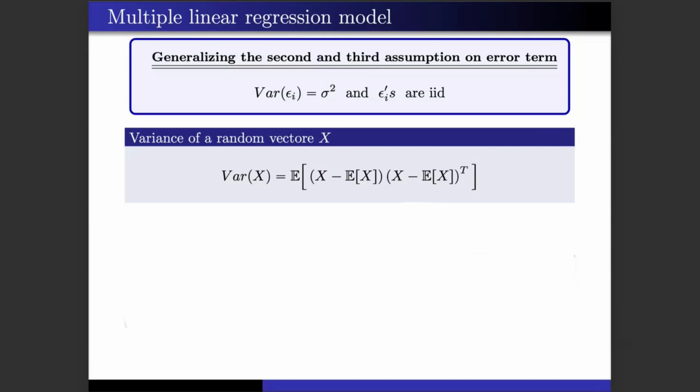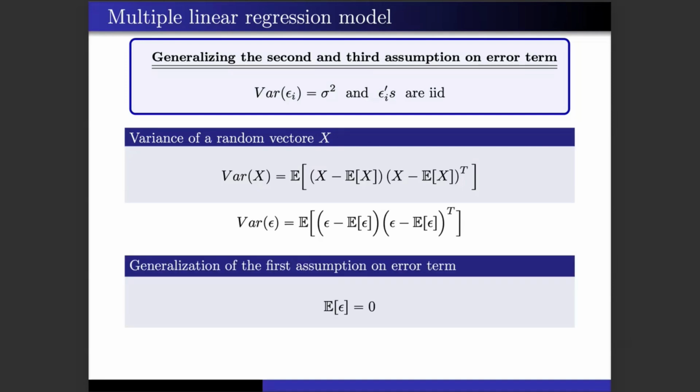But what we are interested in is finding the variance of the random vector epsilon. The variance of epsilon would be equal to the expectation of (epsilon minus expectation of epsilon) times (epsilon minus expectation of epsilon) whole transpose. We just saw the generalization of the first assumption on the error term, that the expectation of the error term random vector epsilon is equal to 0.